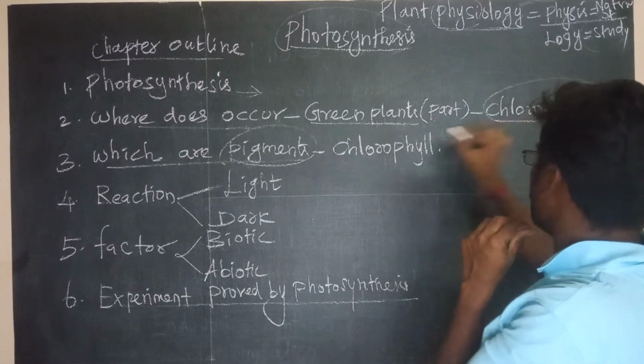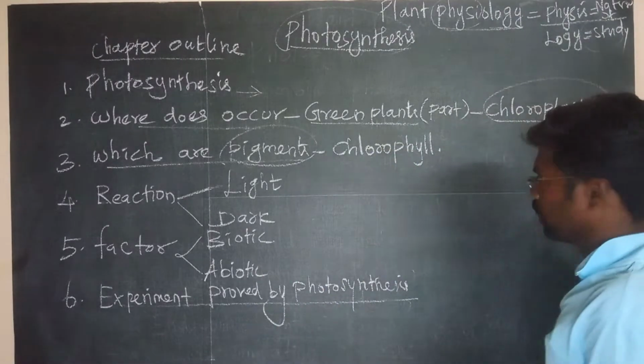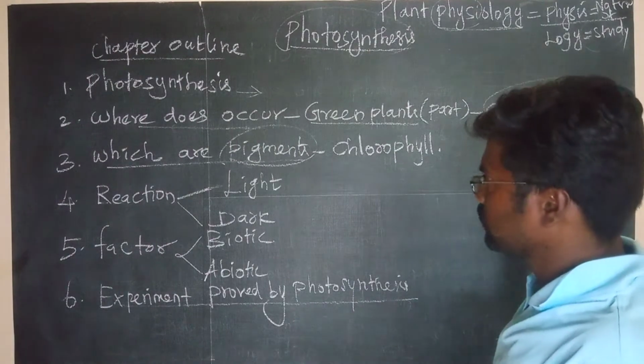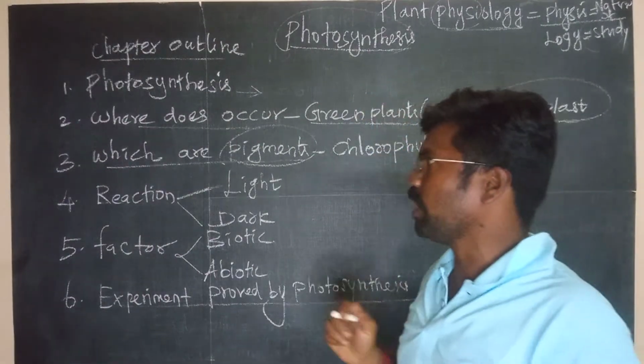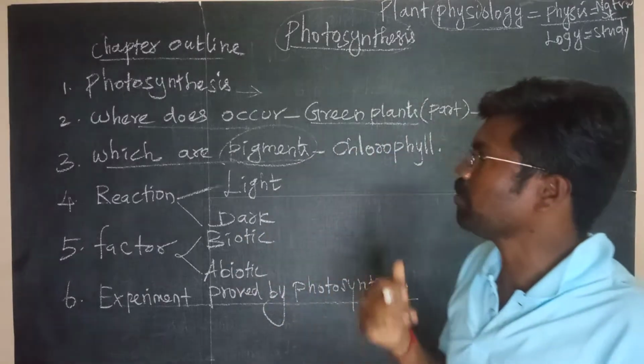Which organelle is involved in photosynthesis? There is one important organelle called the chloroplast. It is the green colored part of the plant. Where is it located? The chloroplast is the green part of the plant.